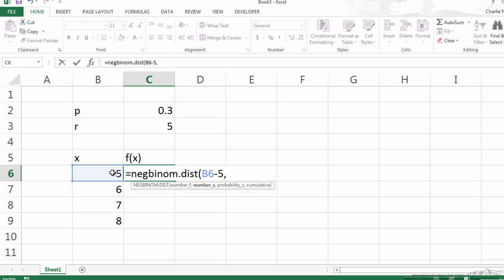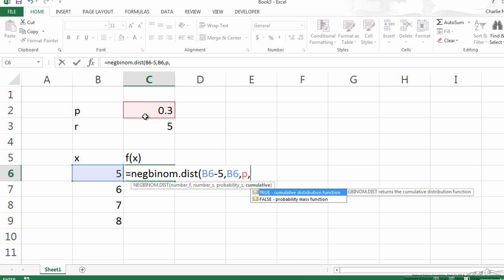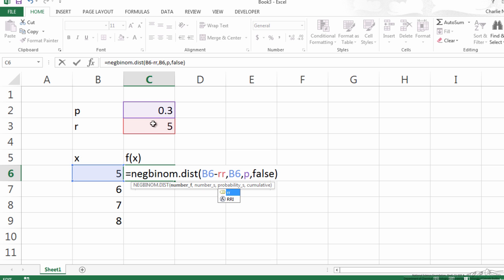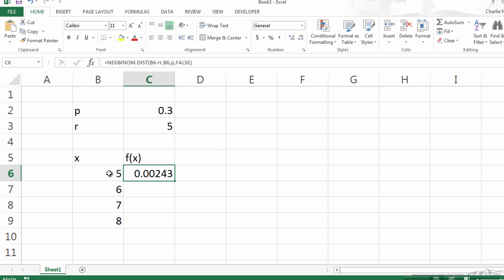Okay, the number of successes will just be our x. The probability of a success is our p. And the cumulative here, I'm going to put in false. And another thing, let me just go back here, and instead of this 5, I'm just going to put in RR, because that is our required number of successes. The reason I'm doing that is I can always update this spreadsheet later on if I want to do 6 successes or 7 and so on. Okay, so we put in false because we don't want it to be cumulative. So that's the probability that we will sell all 5 boxes at exactly the 5th house.